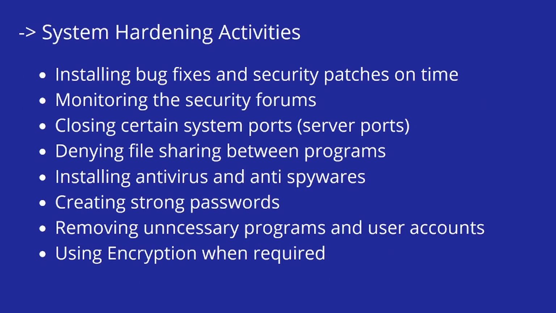System hardening activities include the following. It includes installing the bug fixes and security patches on time, and monitoring the security forums. You have to see what sort of threats are out there. And then closing certain system ports, the server ports, for example. And then denying file sharing between programs, installing antivirus and anti-spyware, creating strong passwords, and removing unnecessary programs and user accounts. Last but not least, use of encryption whenever required, so that the data is protected.